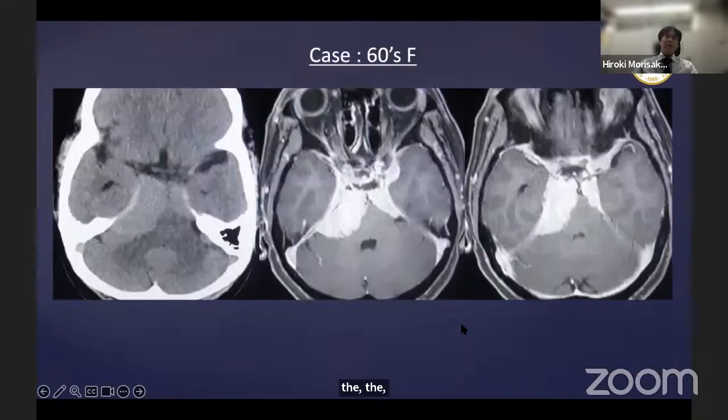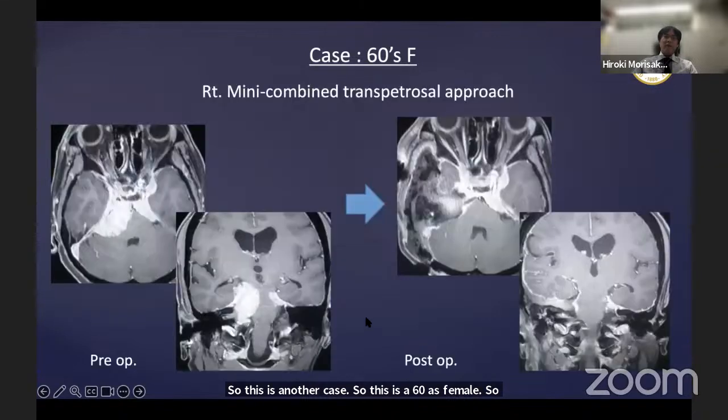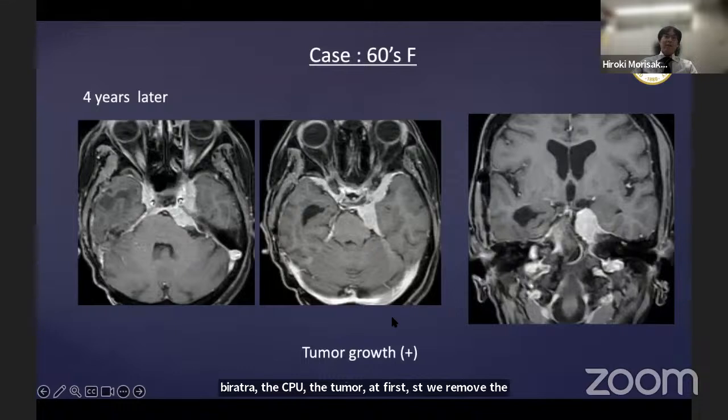So this is another case. This is a 60-year-old female. She had bilateral CP angle tumors. At first, we removed the right side petroclival meningioma. And 4 years later, the residual tumor had grown and compressed the brainstem. So we decided to remove this tumor.